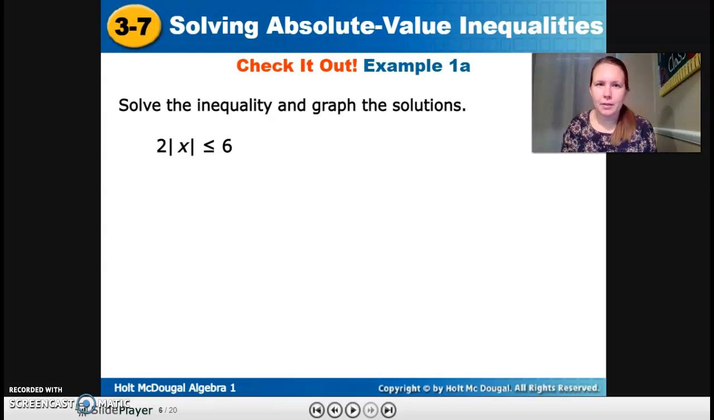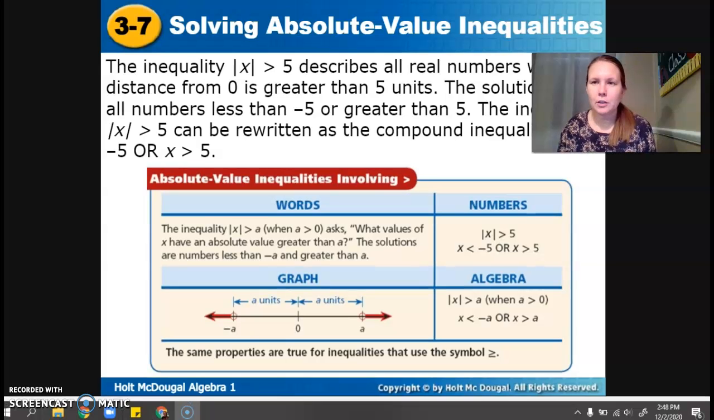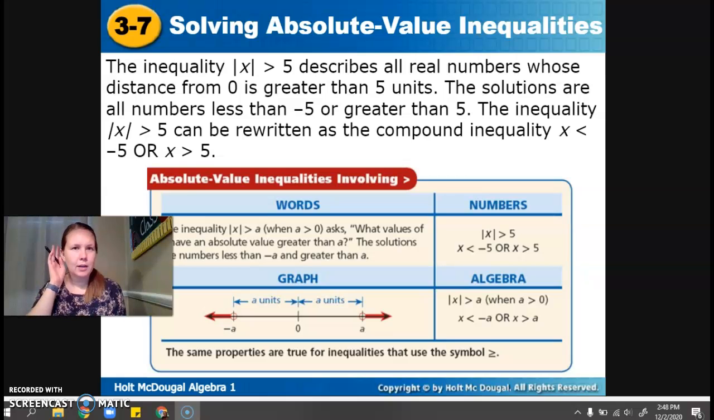We're going to skip a couple of these so that we can continue on, okay? So let's talk about if we end up with an OR situation. So it says that the inequality of the absolute value of x is greater than 5 describes all real numbers whose distance from 0 is greater than 5 units. The solutions are all numbers that are less than negative 5 or greater than 5. Because remember, distance is never 0. So I could have anything that's larger than 5 or smaller than negative 5.